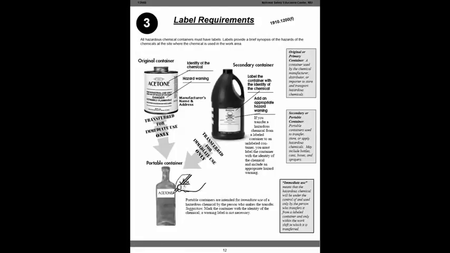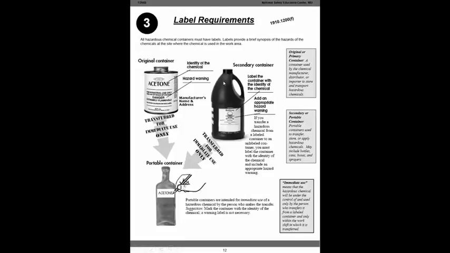Then part 3, we talk a little bit about the labeling requirements. And again, you'll notice these little numbers up here in the corner. That's basically where you could find it if you had the OSHA 1910 manual. It says that chemical containers have to have labels and what has to be on them. Again, identity of the chemical itself and the hazard warning that it's flammable. It also has to have the manufacturer's name and address.